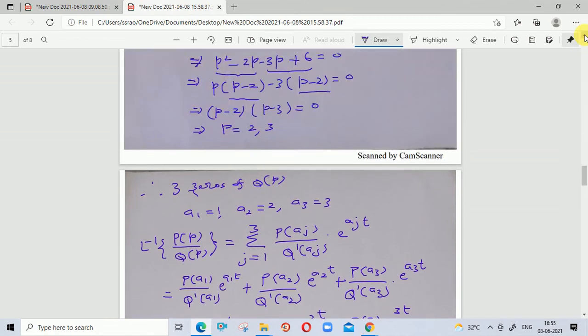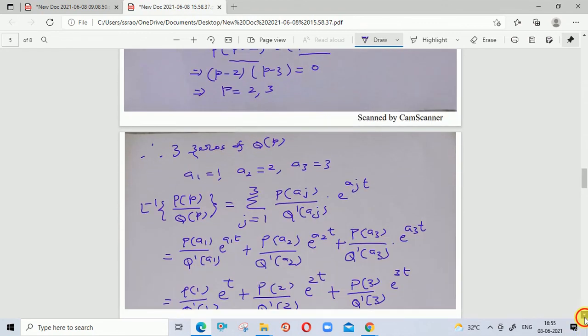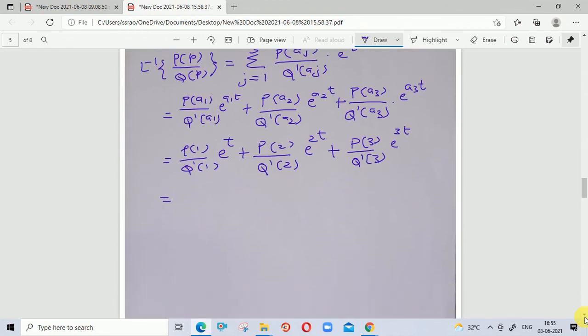Now we have to calculate P of 1, Q dash of 1, P of 2, Q dash of 2, P of 3, Q dash of 3. Okay? We need to calculate these values. So now P of 1 is equal to... what is P of P? P of P is equal to 2p square minus 6p plus 5.